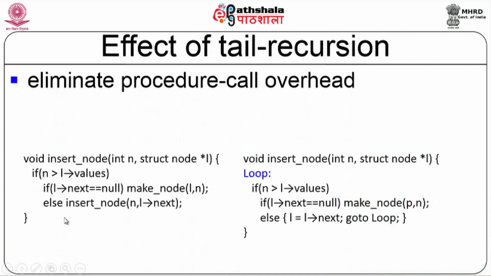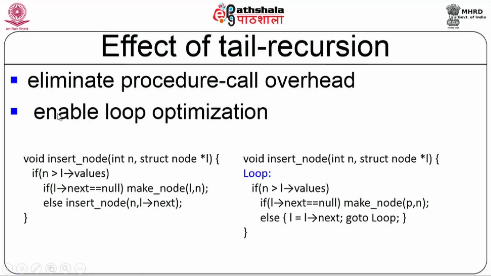So, here we eliminate procedure call overhead. The effect of tail recursion elimination is to eliminate the procedure call overhead, and in the process of eliminating it, you will also enable loop optimization. So, consider this particular example. I have an insert node function, typically in a linked list, which takes an integer n and a structure pointer L. If n is greater than L arrow value, or L arrow next is equal to null, you create a new node, else you insert node n comma L arrow next. So, I have it as a next node. Now, this is a tail call.